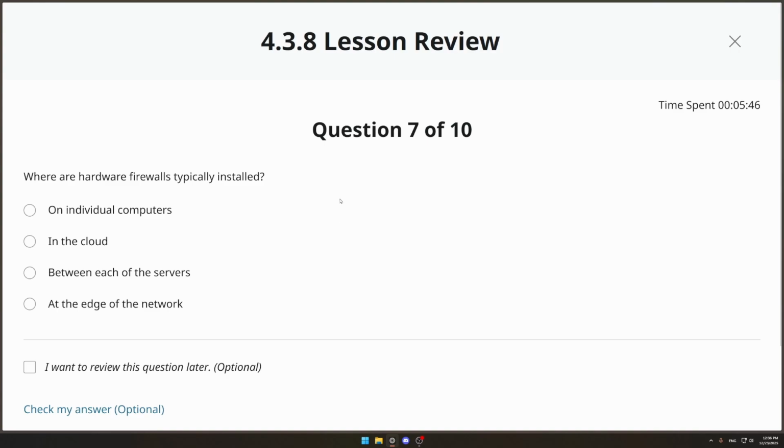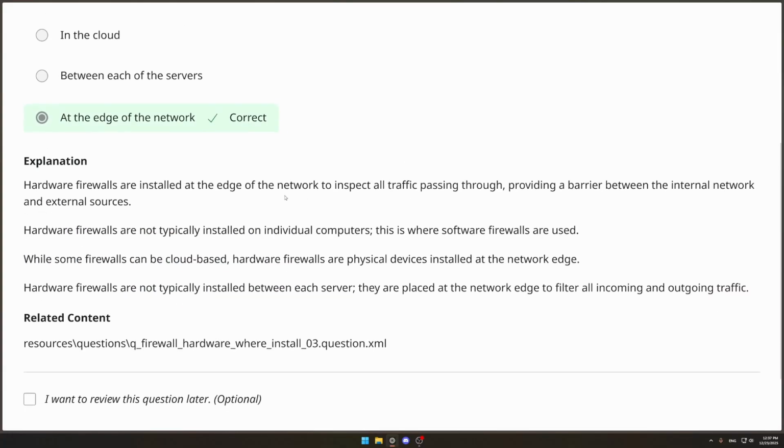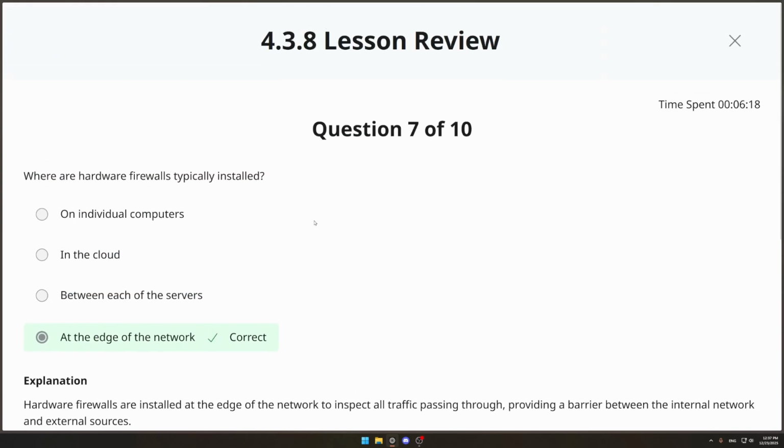Where are hardware firewalls typically installed? I'm actually not quite sure. Hardware firewalls, I would say at the edge of the network. Yes. Hardware firewalls are installed at the edge of the network to inspect all traffic passing through, providing a barrier between the internal network and external sources.